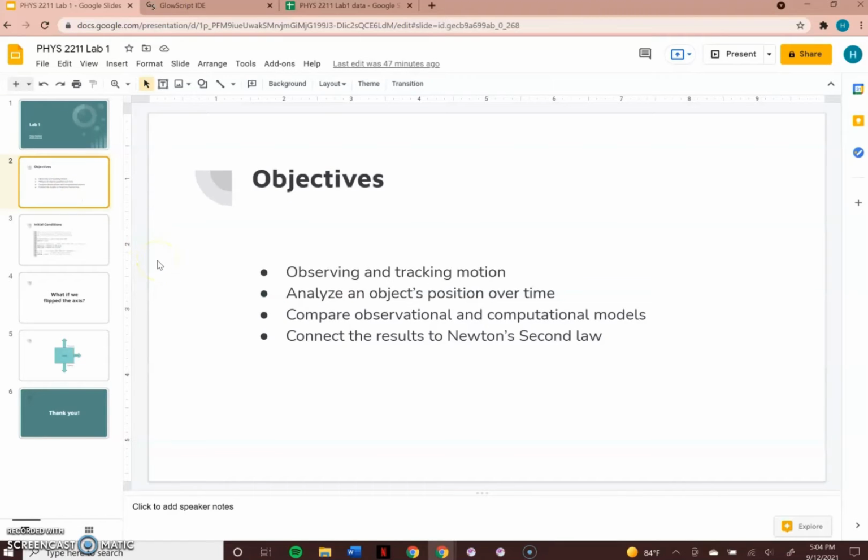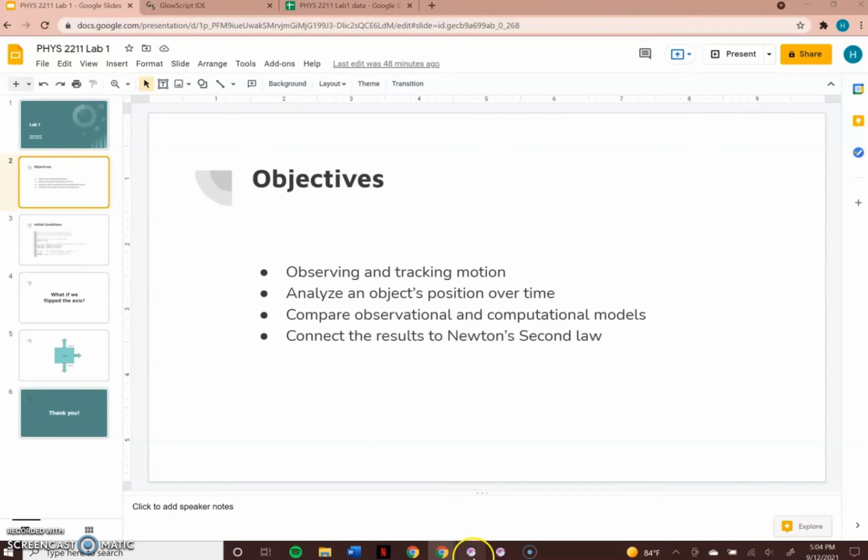The purpose of this lab is to observe and track the motion of an object at constant speed. I used an empty pill bottle on a smooth desk surface and recorded a video of the pill bottle rolling across the desk. I used the program Tracker to track the motion in the video and created a computational model using GlowScript. I then compared the results of the observational and computational models using a spreadsheet and line graph. Finally, I connected the results to Newton's second law, which will be explained later on.